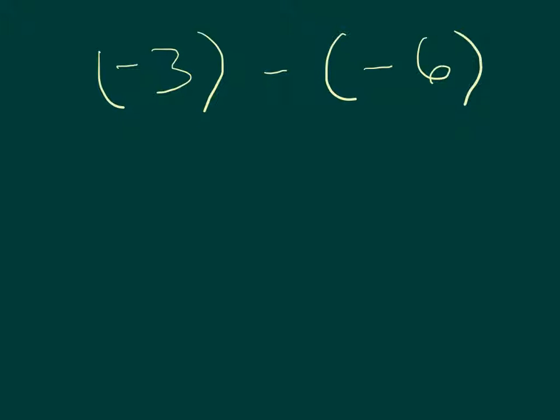Press pause and try 5b if you've not already tried it. If you have tried it, continue to watch. So 5b is negative 3 subtract negative 6. So let's write down our negative chips. Negative 3, 1, 2, 3. And the question is telling us to take away negative 6.